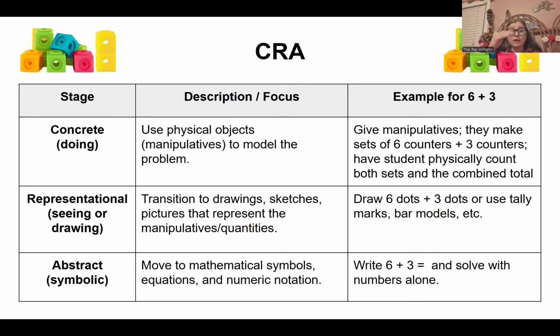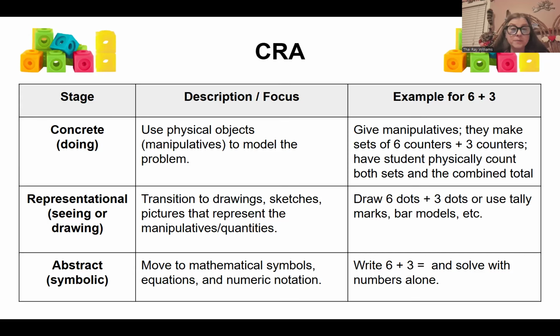And you can see this gradually building. When you think about scaffolding, if you are using CRA, you are scaffolding your students' instruction and their learning. In that abstract stage of learning, they're moving away from any kind of representation that is either concrete or representational. Now they're moving to things like symbols, equations, or numerical notations. When we look at our example of 6 plus 3, they would write the equation 6 plus 3 using numerals, and then they would solve it only with those numerals. They would not have drawings, they would not have tally marks, nor would they be using any kind of manipulatives, for example.